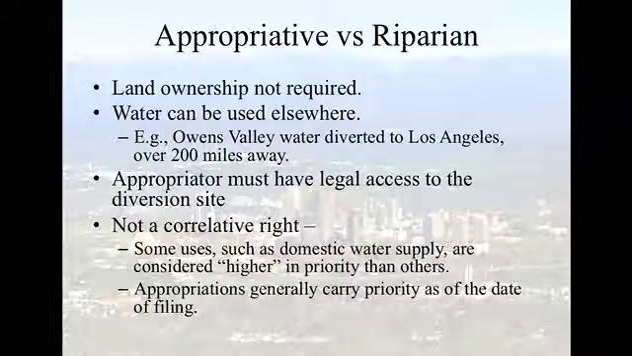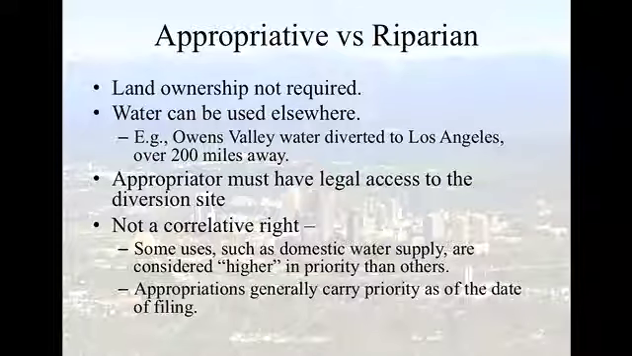Land ownership isn't required. As we said, these folks didn't own the land when it was first developed. Water can be used a long way from the riparian lands. Owens Valley is a great example of this. Owens Valley water, almost all of it, is taken down to Los Angeles. I think it's actually 300 miles from LA. So it's way outside of their basin, way outside of that watershed, and they bring it down for drinking water use in Los Angeles.